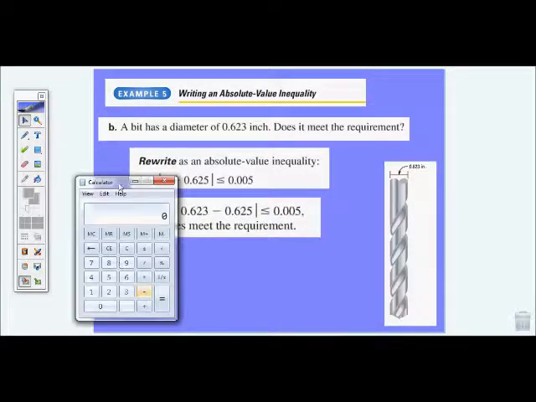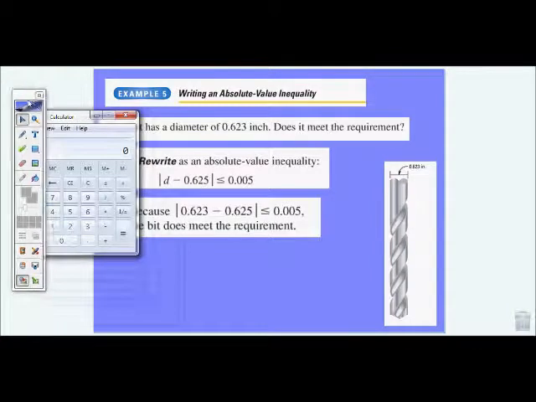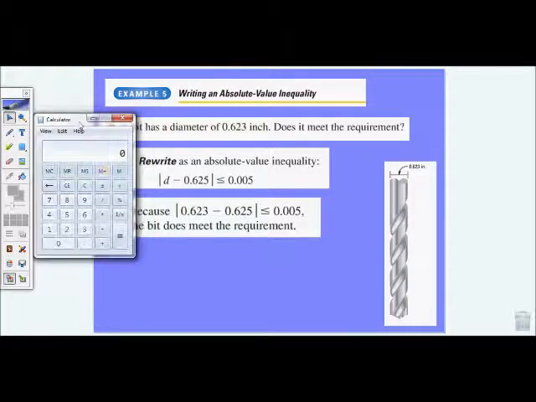I bring up my calculator on the screen here, and we will go ahead and see if that is true. So 0.623 minus 0.625 equals negative 0.002. It's 2 thousandths of an inch smaller, and 2 thousandths is less than 5 thousandths. So that is a true statement.